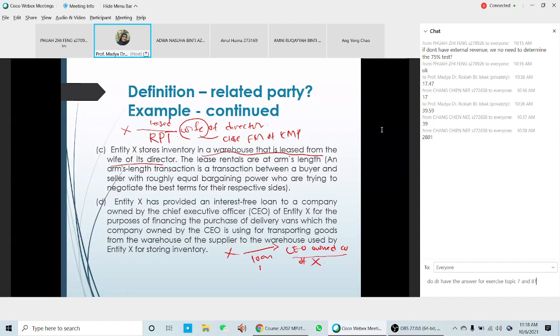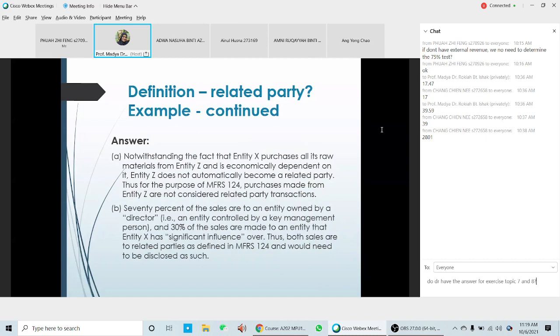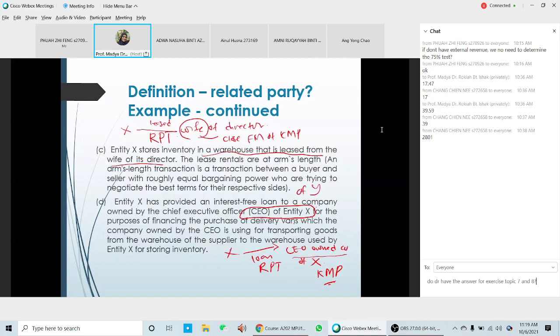You have to be careful here. If it said the CEO of Y, it would not be related, but this one is the CEO of X. So this one is considered a related party transaction, because the CEO of X here is part of key management personnel. Okay, so any questions that you have for this one? It's already explained here. Any questions that you have for these examples related to related parties?